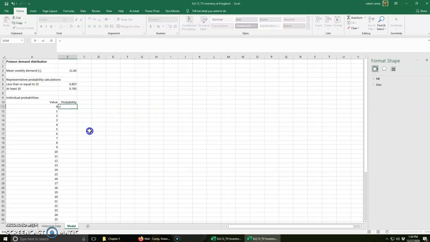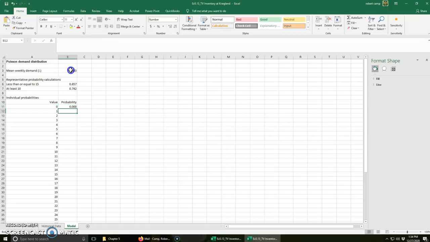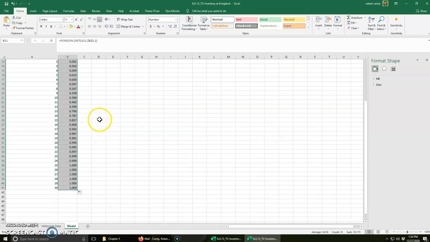Okay, and so now what we want to do is go down and do each individual probability so we can make a graph. So we're going to equal, there's our Poisson's distribution. We're going to go with our value. We're going to multiply that by our mean. We're going to lock that in because we're going to drag that down. We want it to be cumulative, so that's going to be 1 for true. And so there's a 0% chance that we're going to sell 0 TVs. Double click, drag this down all the way to 30.